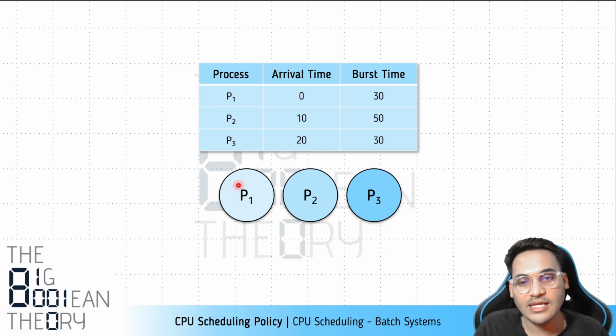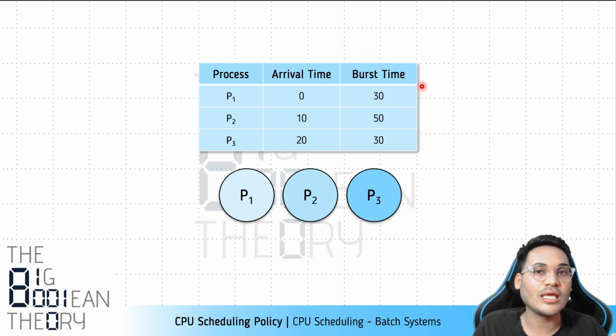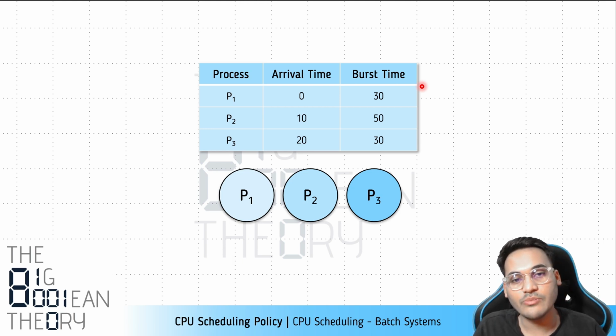So let's take these 3 processes. You can see in this table the arrival time and the burst time have been given. Burst time is the same as the execution time. Burst time is basically the time the process is executing on the CPU. It does not include waiting time. Only the time where the process is executing instructions on the CPU is the burst time. So here we are saying that process P1 will take 30 time units, process P2 will take 50 time units, and process P3 will take 30 time units.